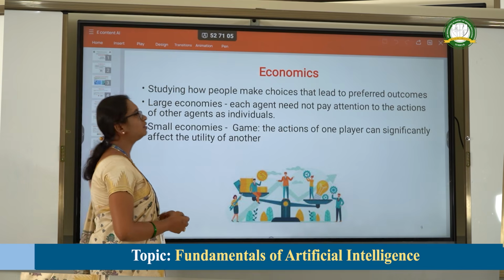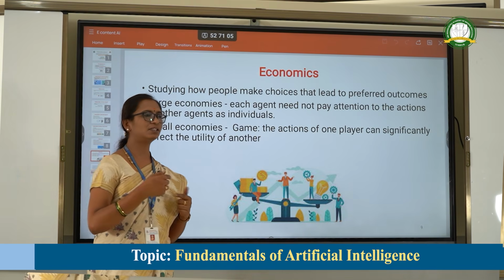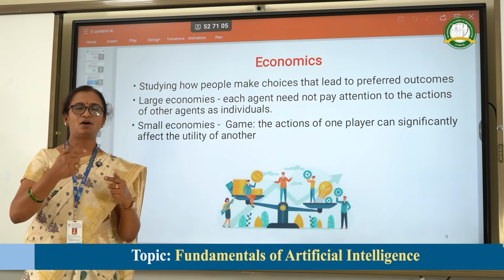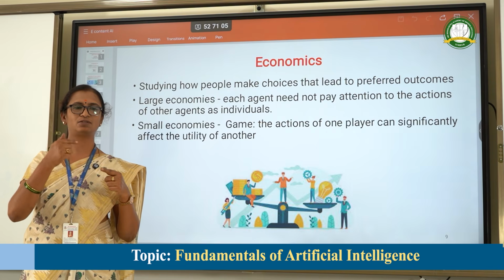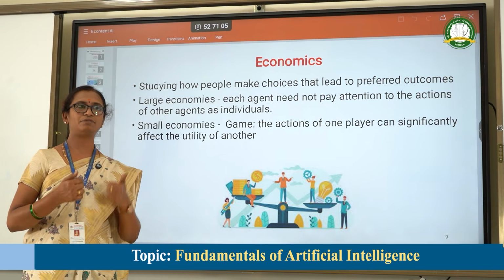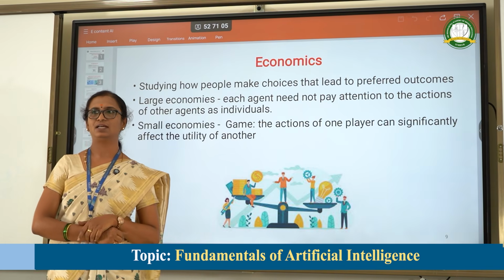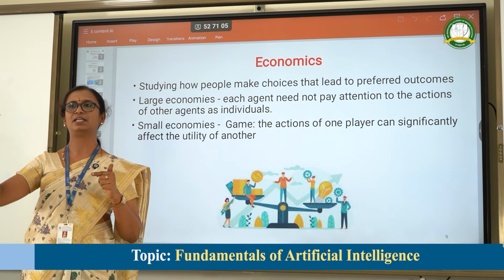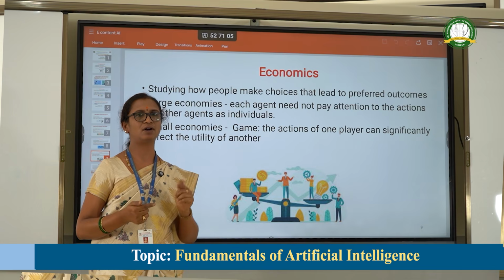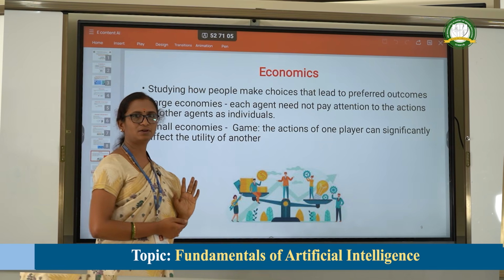Say for example, in small economies, in autonomous driving. Whenever an autonomous vehicle is moving, along with the autonomous vehicle's knowledge about the lane, about the traffic, about the environment, also a very important parameter is how other people are moving around in that lane. So other people's actions, their behavior, certainly are going to affect the way I am going to drive, or the way AI is going to drive. So this is what small economies are.